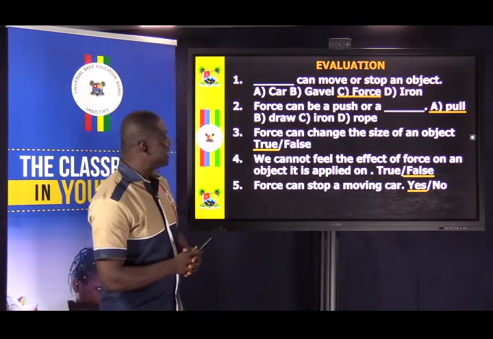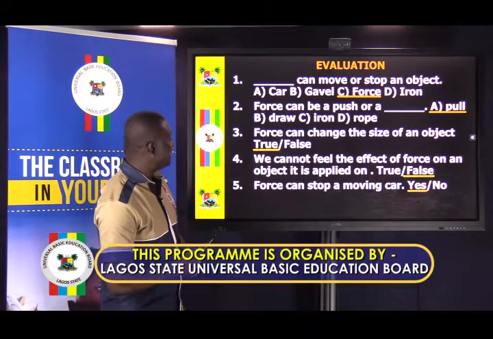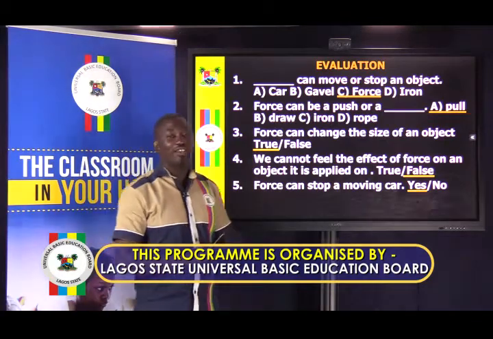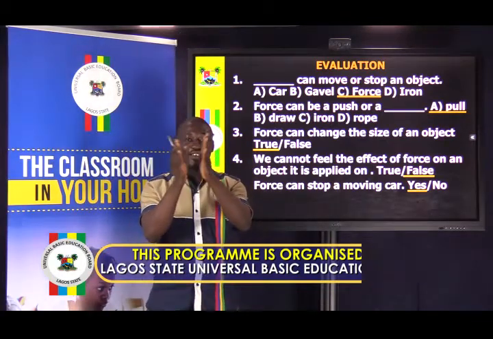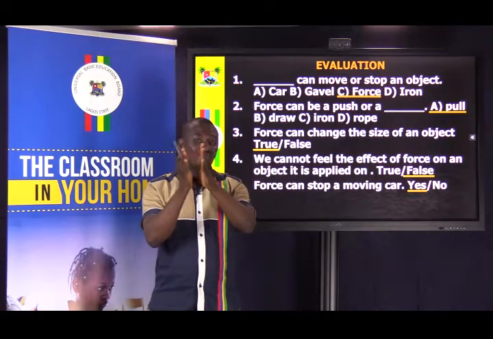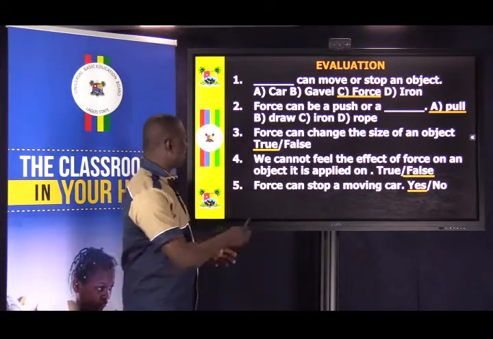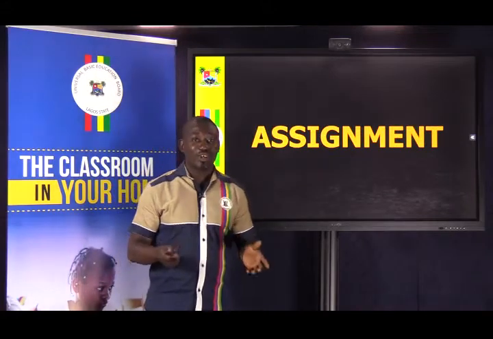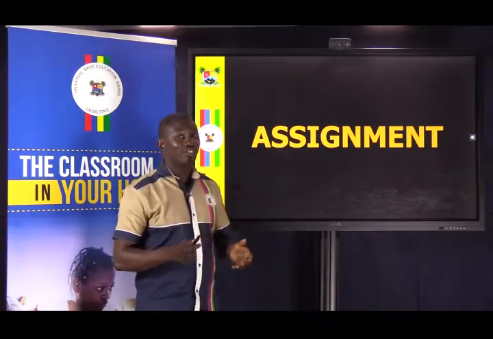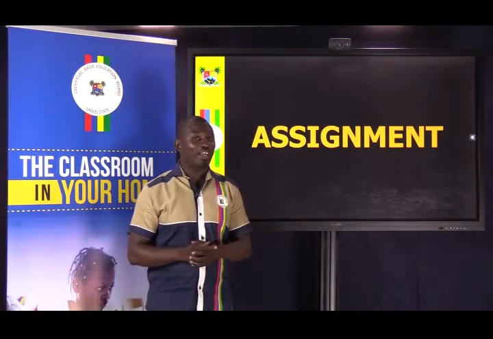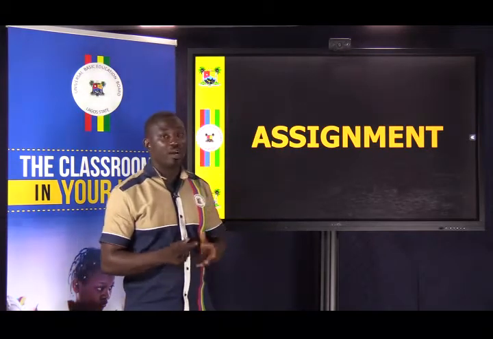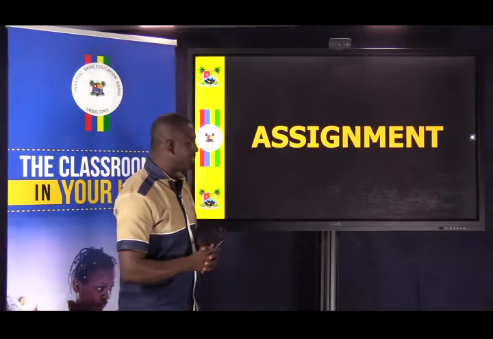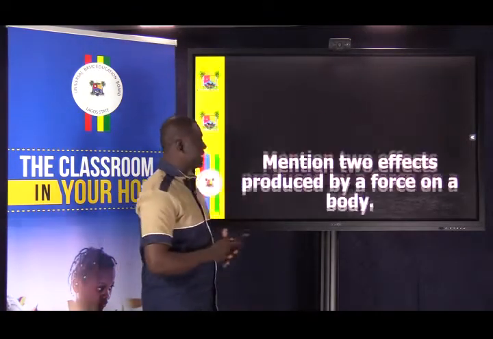All right, did you get 5 out of 5? Did you get 4 out of 5? Did you get 3 out of 5? You deserve a chair. Well done, my friends. Beautiful. That's very good. Peradventure, you didn't do well in our evaluation, don't worry. In our next class, you should be doing better. And for you to do better, you need to tune into the program in time and listen attentively to the teacher. Please write down your assignment.